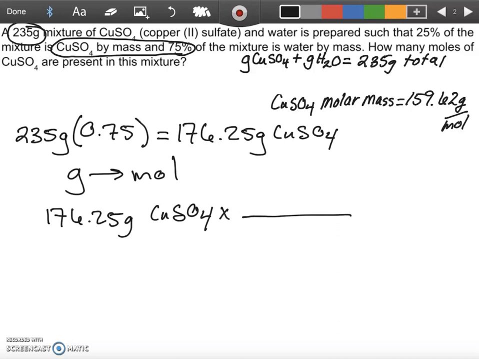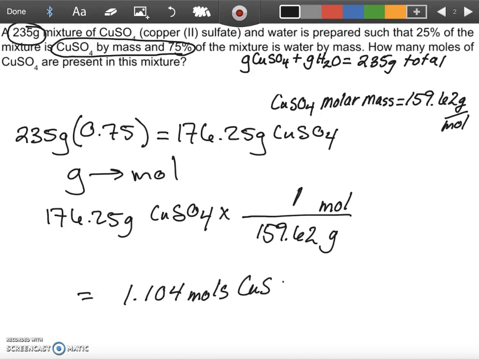To get those grams over to moles, we need to divide by the molar mass. That'll take us to the moles. And the molar mass is 159.62. Let's go ahead and calculate that: 176.25 divided by 159.62. We have 5 significant figures, so that's going to be 1.1042 moles of copper(II) sulfate in this mixture. Okay.